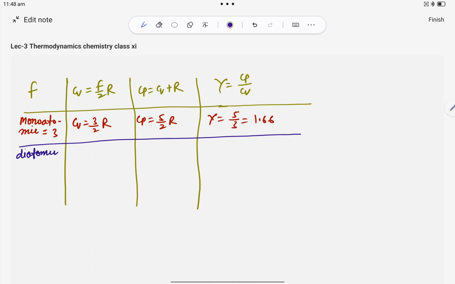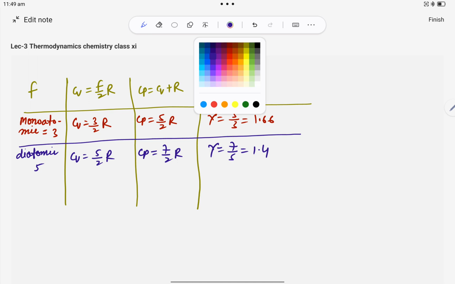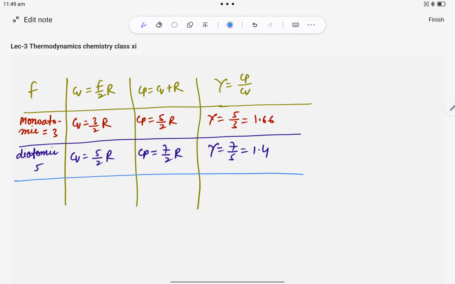Diatomic. F value 5. Cv is equal to 5 by 2 R. Cp is equal to 7 by 2 R. Gamma is equal to 7 upon 5, 1.4. Then polyatomic. Cv is equal to 3R. Cp is equal to 4R. Gamma is equal to 4 by 3, 1.33.